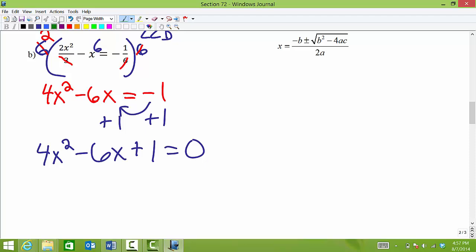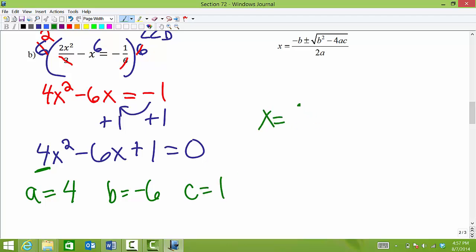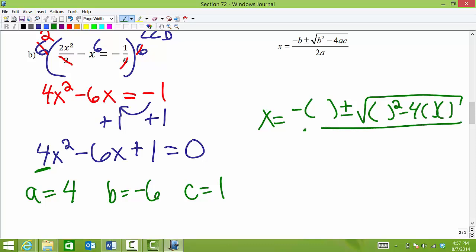And now we will plug our values into our formula. First, let's decide what is the a, b, and the c. Well, the a is whatever's in front of x squared, so that's 4. Our b is -6, and our c is a +1. So let's plug into our formula. x is equal to minus b plus or minus the square root of b squared minus 4ac all over 2 times a. I'm going to put parentheses in to leave space.